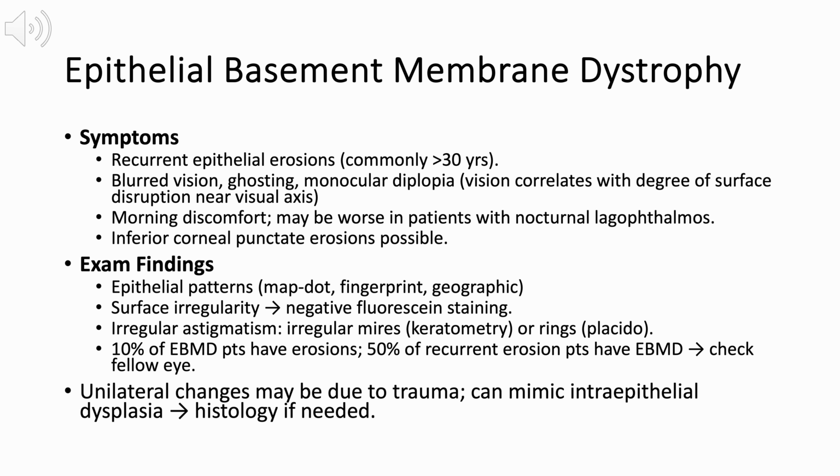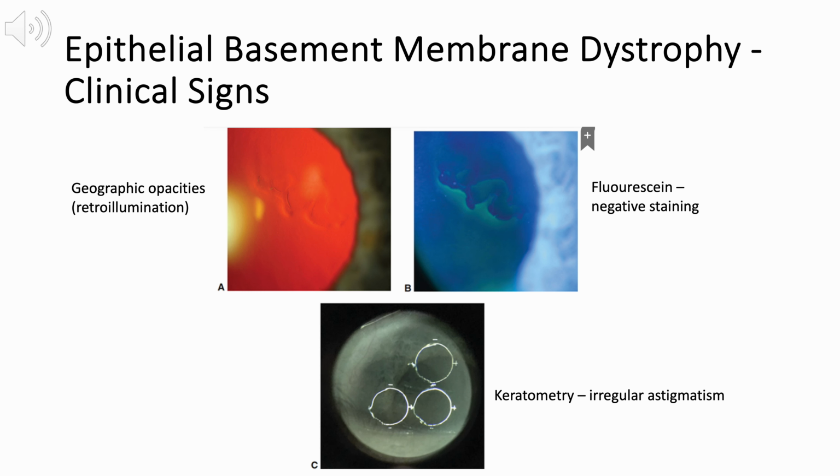Keep in mind that unilateral changes may be due to trauma, but EBMD can sometimes mimic intraepithelial dysplasia. In uncertain cases, histology may be required for confirmation. Furthering the discussion on the clinical signs of EBMD, in Image A, we see the cornea illuminated with a broad, oblique slit lamp beam. Here, the characteristic map-like pattern is visible as irregular geographic opacities that are accentuated with retroillumination.